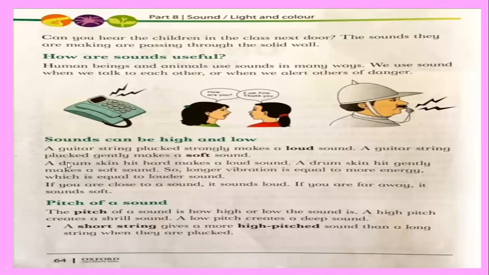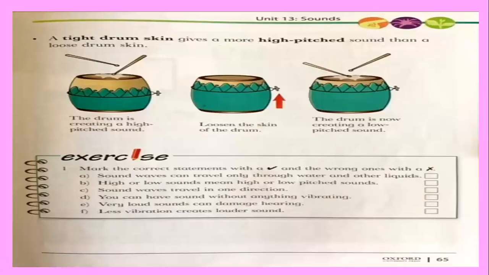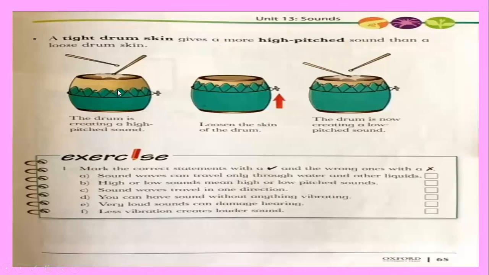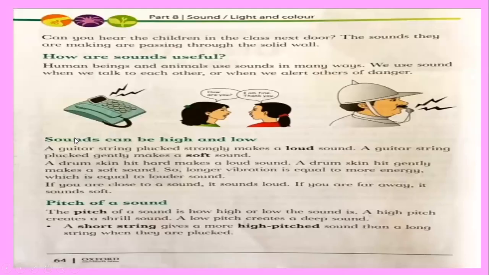Okay, a drum skin. You know the drum. This is the drum. Look, this is the drum skin, hit by the sticks. So what they are saying is, a drum skin hit hard makes a loud sound. A drum skin hit gently makes a soft sound. Look here. High pitched sound means louder sound, and then the soft sound. When you hit hard, then louder sounds come out, and when you hit softly, gently, then the sound is soft.